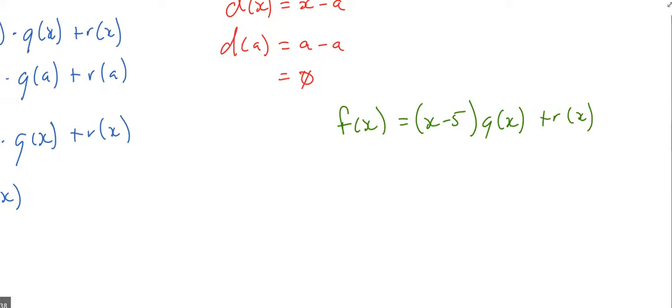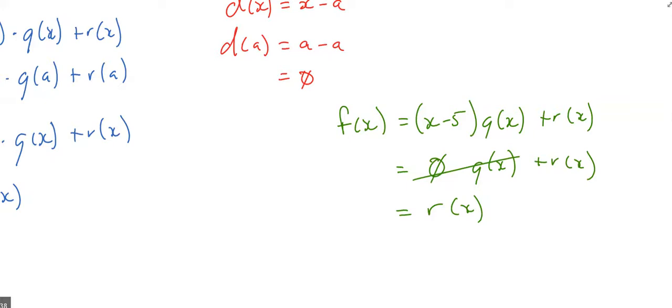But if this is 0, because if I'm evaluating at 5, 5 minus 5 is 0. So again, this is 0. It's just the same thing, but times q at x plus r at x. But that's gone. So this whole thing equals r at x, which is just our remainder. And when you're dividing by a linear term, your remainder is a number, right? It's a constant.